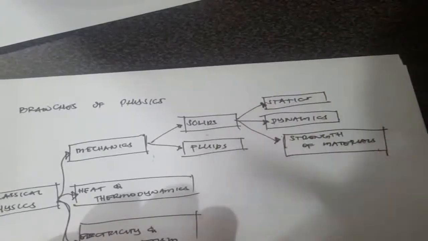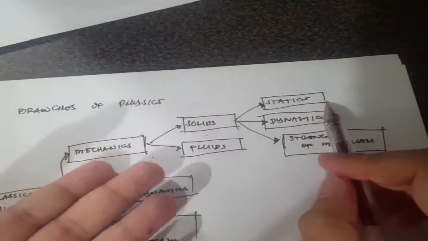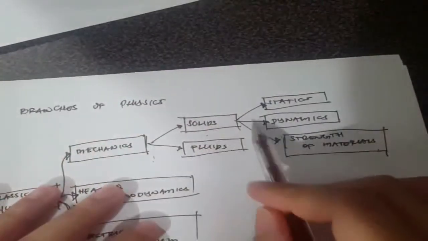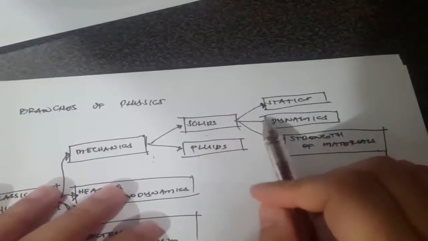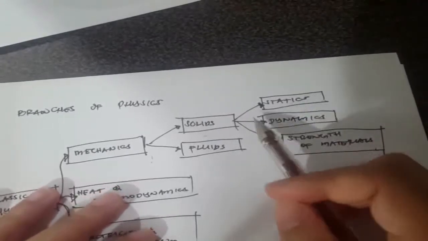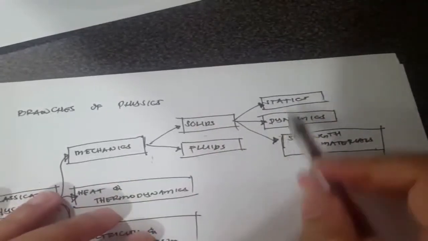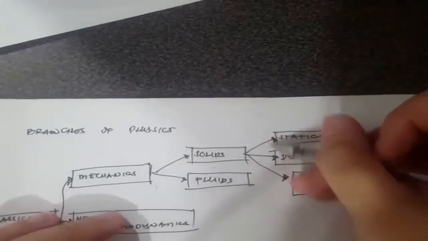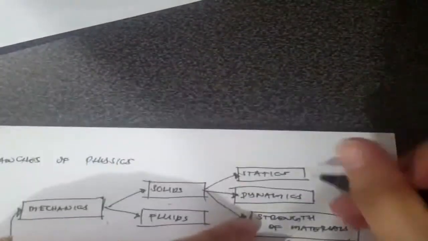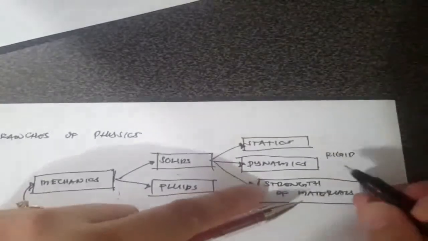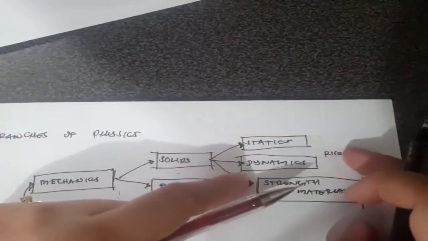That means the summation of forces there is zero, meaning the object is either in place or in continuous motion. While in dynamics, we will discuss the velocity, the acceleration, and so on. So this is what we call the dynamic response of the forces applied on a solid object. These two, statics and dynamics, deal with what we call rigid bodies.